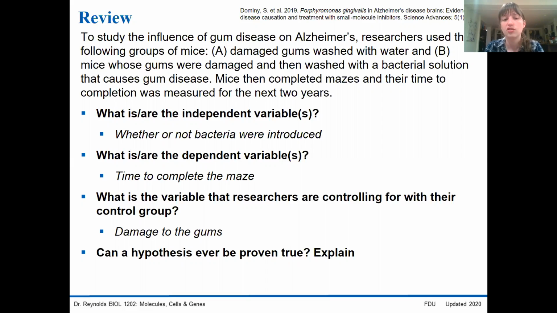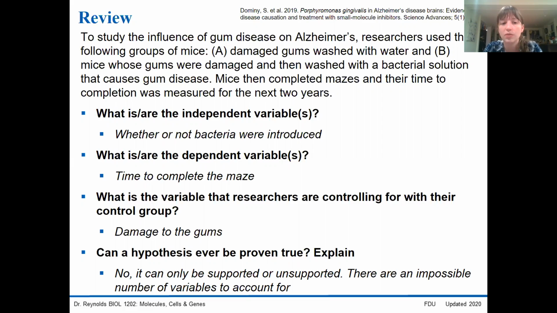My last question to you is, can a hypothesis ever be proven true? And hopefully you told me that the answer is no, that it can only be supported or unsupported because it's impossible to account for every single variable.